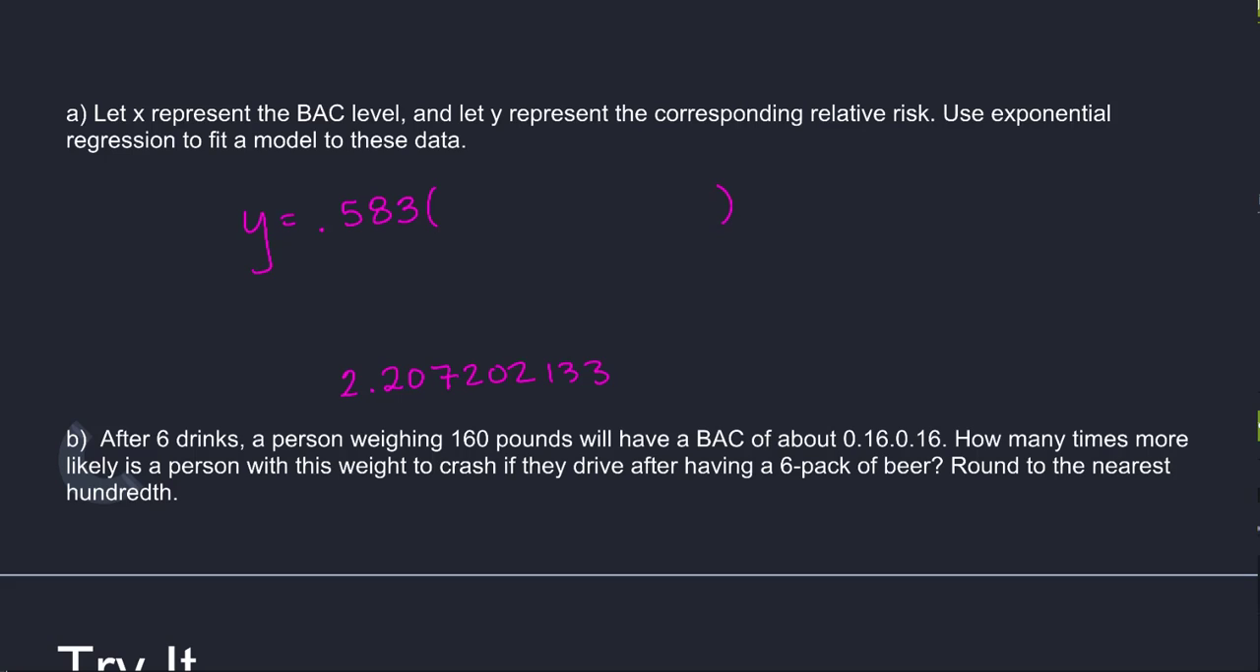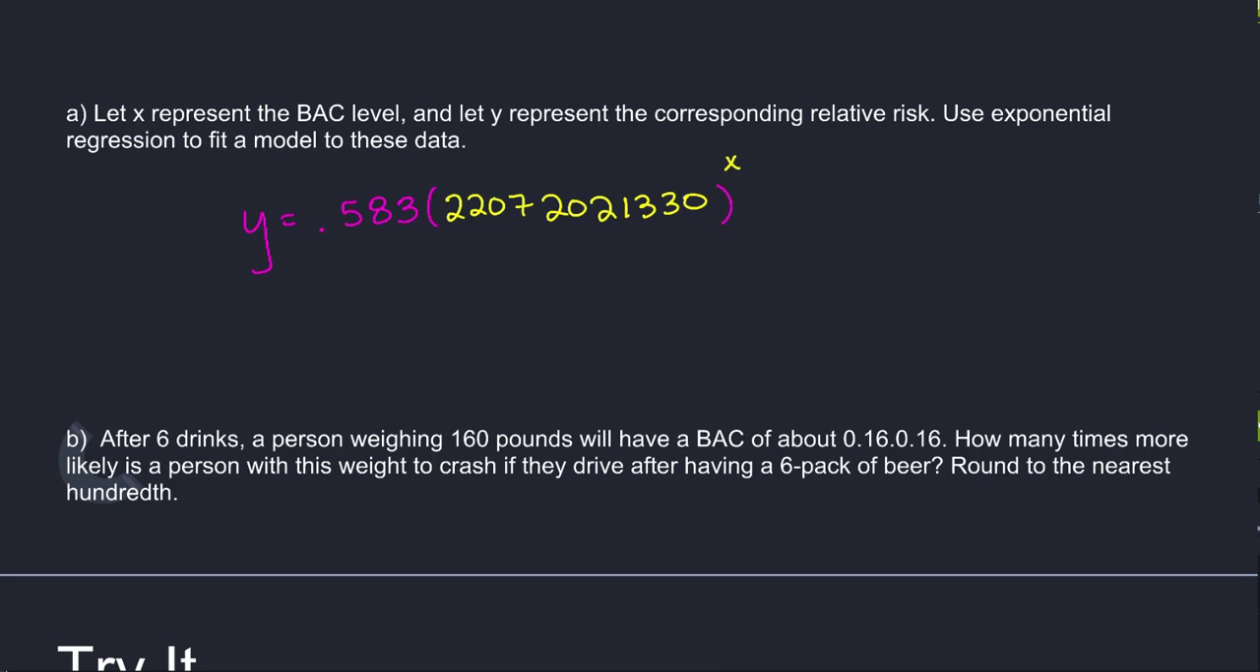Okay, so what happens is when we say e to the 10th, that means we're going to move the decimal over 1, 2, 3, 4, 5, 6, 7, 8, 9, 10. And at that 10th place I had to add a 0, so I'm going to put 2,207,202,1,330, so 0 there, to the x power. And that is the equation. That's the equation. So it says after 6 drinks, a person weighing 160 pounds will have a BAC of 0.16.